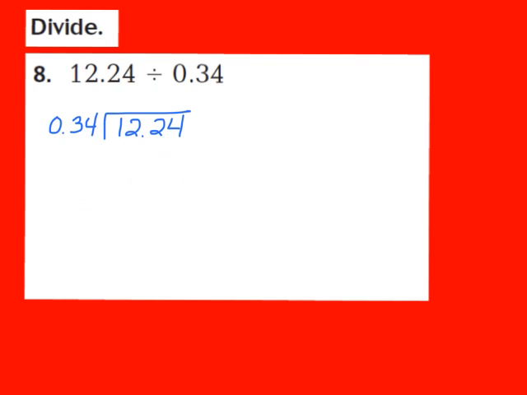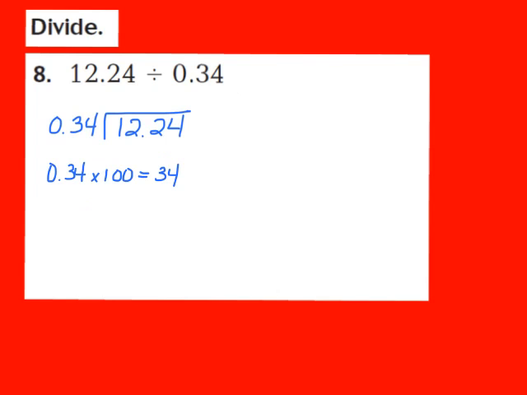Now remember, the key to decimal division is this. You must multiply your divisor by a power of 10 in order to make it a whole number before you can divide. Well, what I know is this. I know that if I have 34 hundredths, I could move my decimal point over once, twice to the right, and that would give me the whole number 34. So what that means is, if I take my 34 hundredths and I multiply it by 100, it's going to take me to the whole number 34. Now, let's illustrate what we've just done.